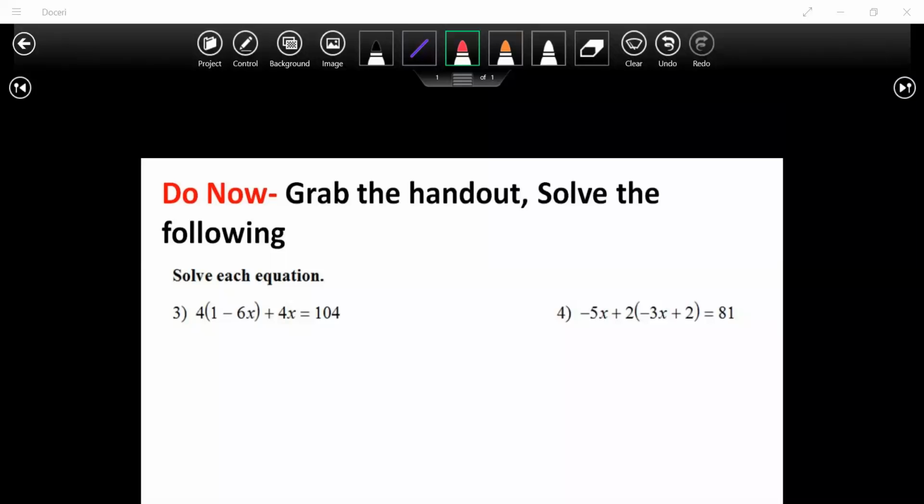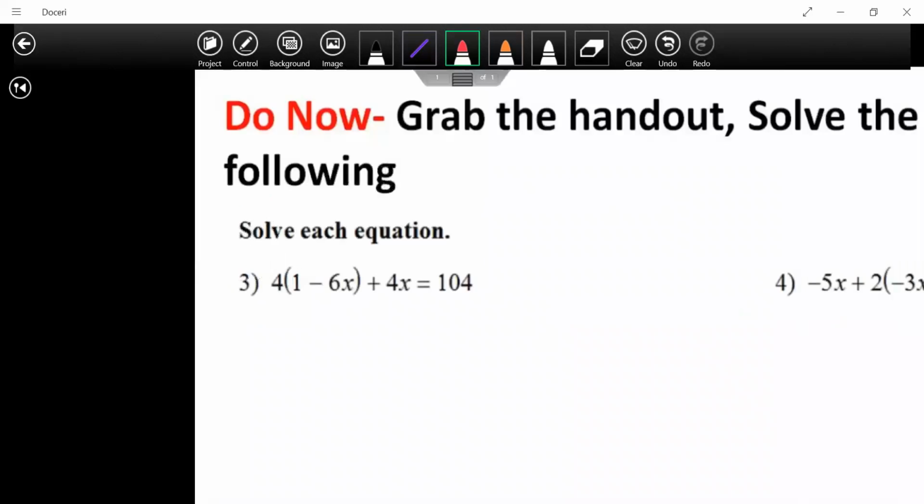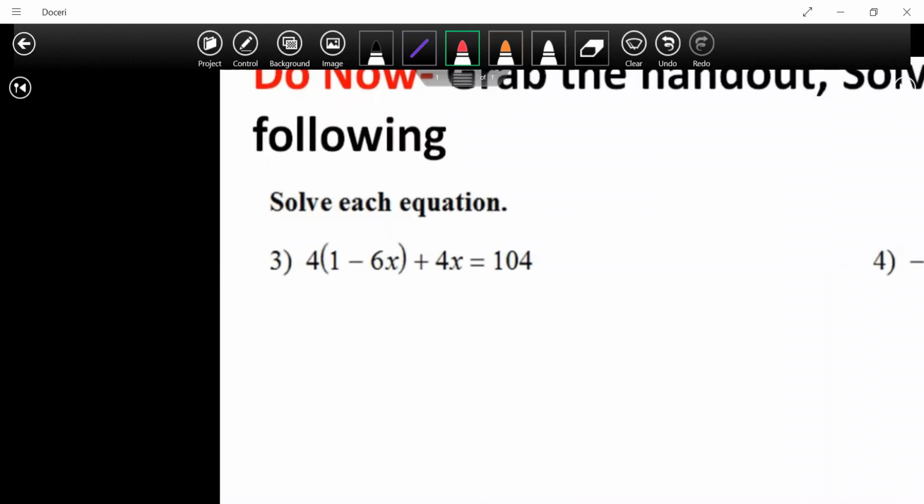Distribute, combine like terms, or move small value of x: add, subtract, multiply, divide. So what's my first step in solving the equation for number 3?